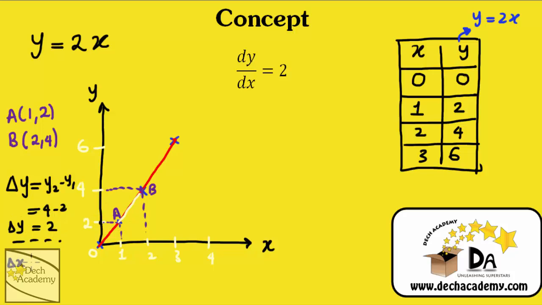What's my change in x? That's x2 minus x1. So x2 is 2, and x1 is 1. So my change in x is 1. So what is dy/dx? What's the change in y divided by the change in x? Well, the change in y, as you can see, is 2. The change in x is 1. So the change in y divided by the change in x is equal to 2.